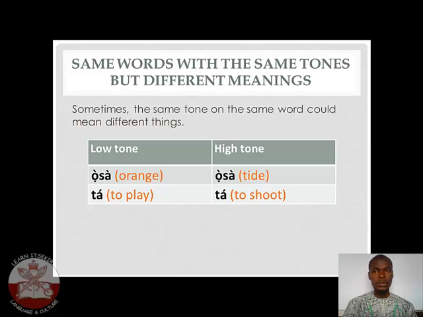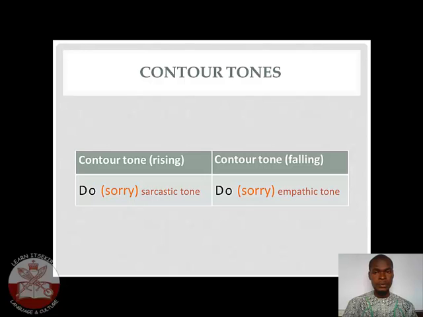Now, the contour tones. We have the rising contour tone and the falling contour tone. Notice the semblance of the same word, but the tone either increases or decreases the intensity of the meaning. As we can see, now the contour tone, this word is do, and then we have do.